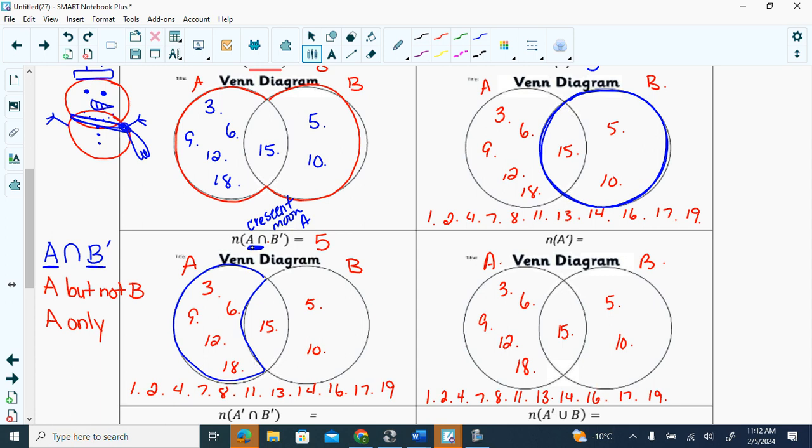Now this one wants not A, the complement of A. So that's everything but A, right? Everything but A. So if I used a highlighter, I want everything but A. So, okay, I go around A and I say not today. And then I highlight everything else.